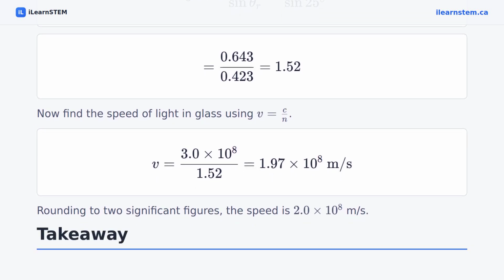Remember, Snell's law relates angles and indices of refraction, and the speed of light in a medium is the speed in vacuum divided by the index.